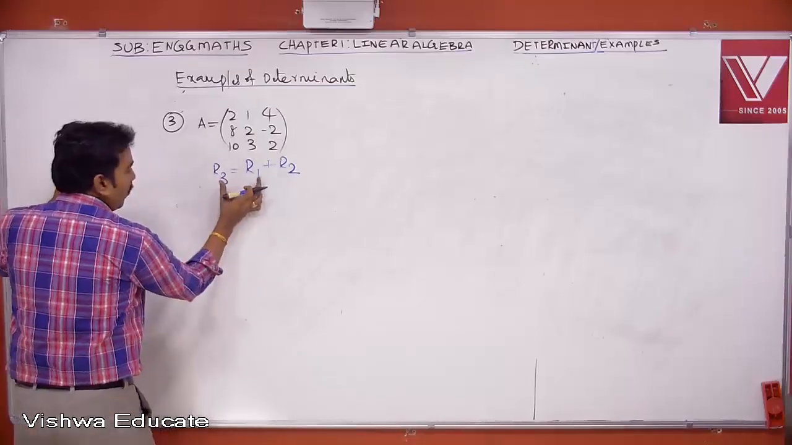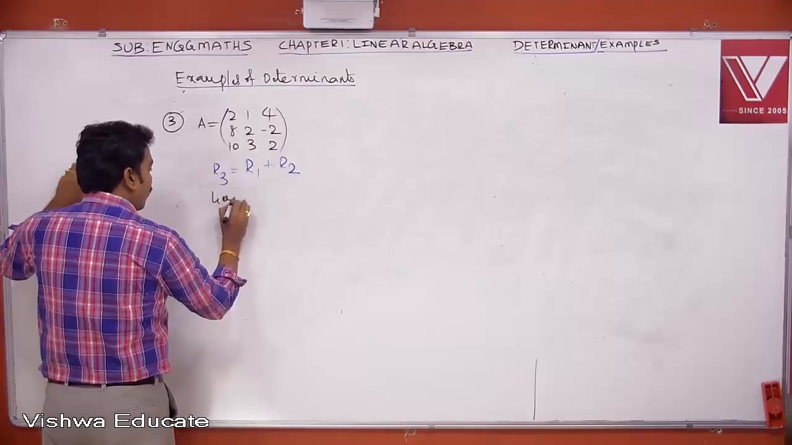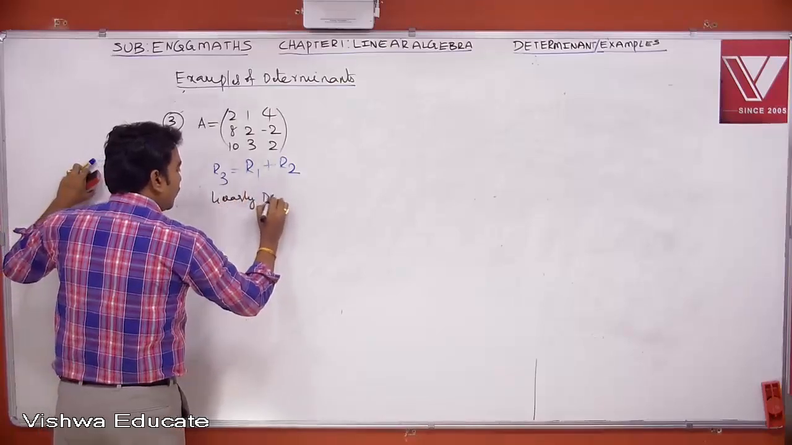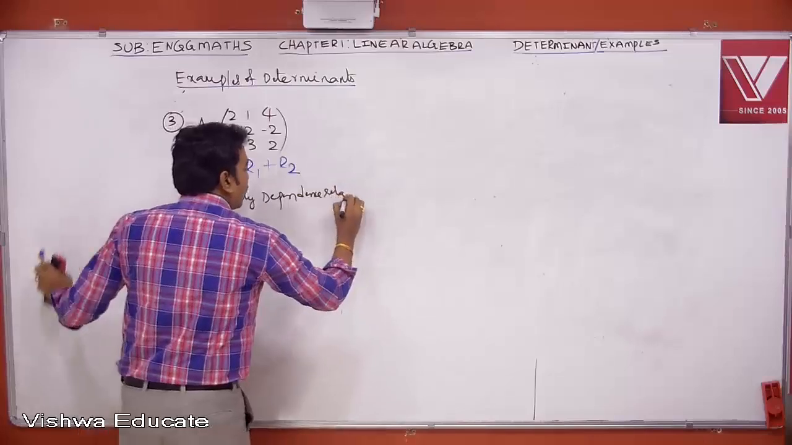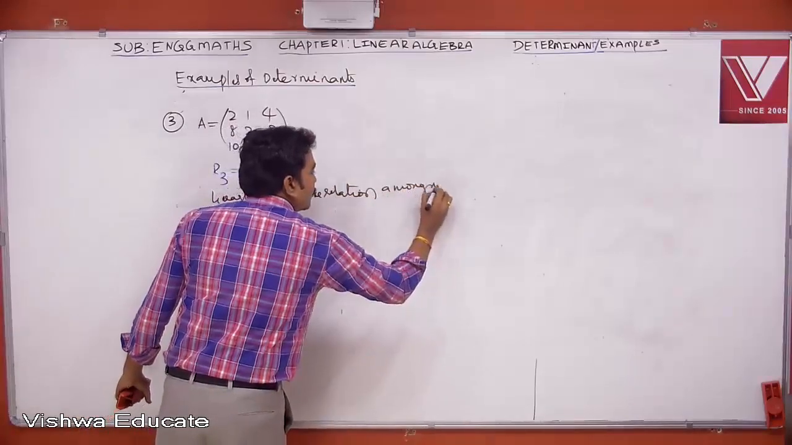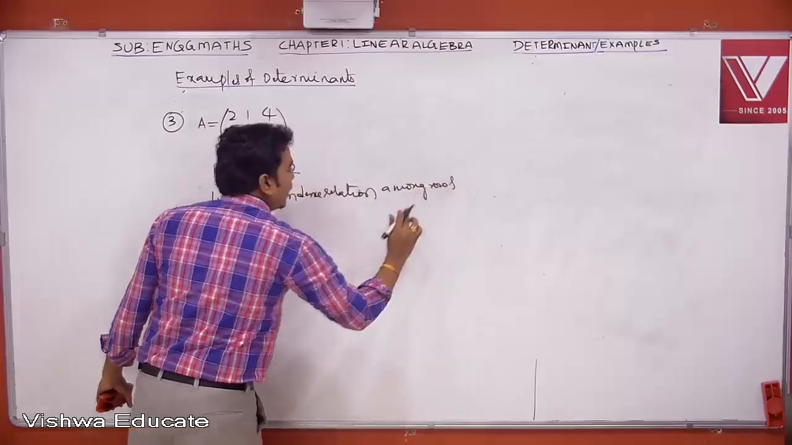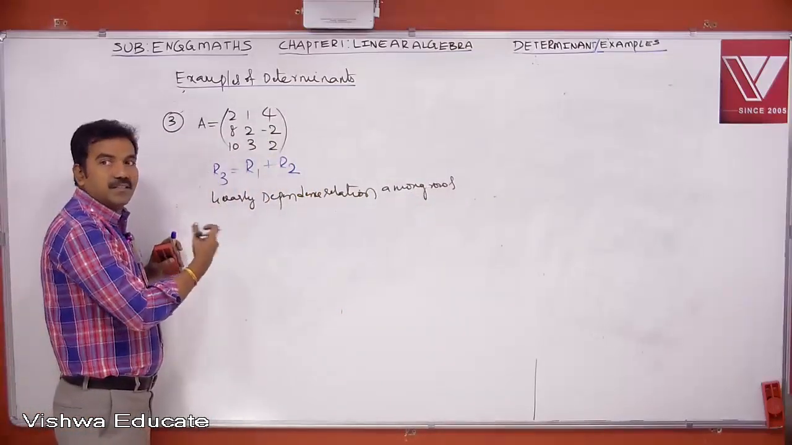So one row is the sum of the remaining rows. So basically this is called a linear dependence relation among rows. Therefore, whenever there is a linear dependence relation among rows or columns, then its determinant will be 0.